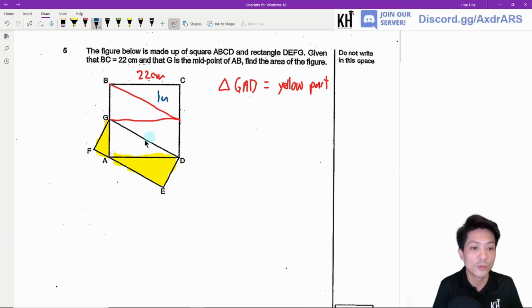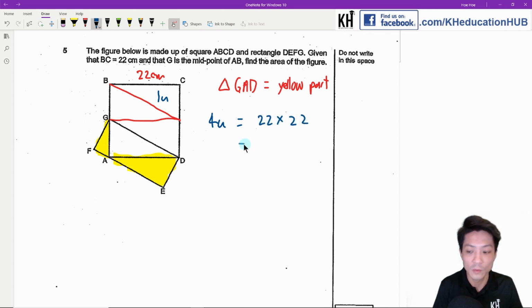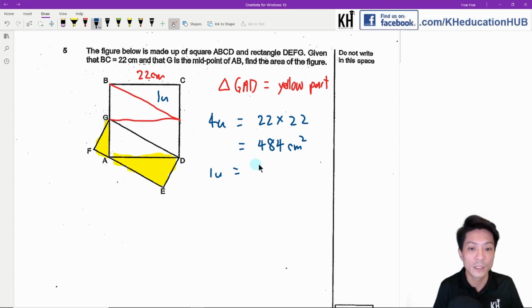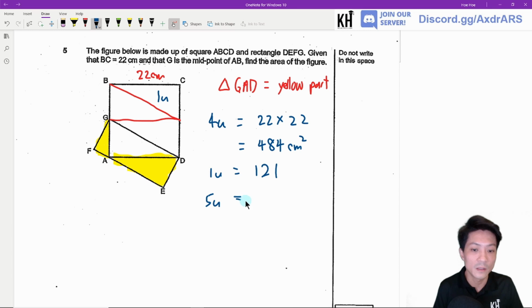So there's a total of 1, 2, 3, 4, 5 triangles. So 4 units is basically equal to 22 times 22, which is 484 square cm. 1 unit, which is one triangle, is 484 divided by 4, which is 121. And 5 units is 121 times 5, which is 605 square cm.